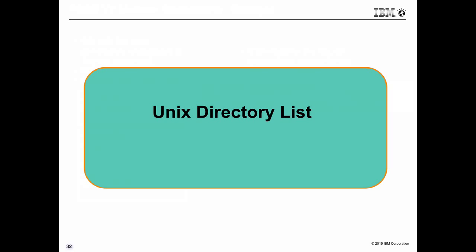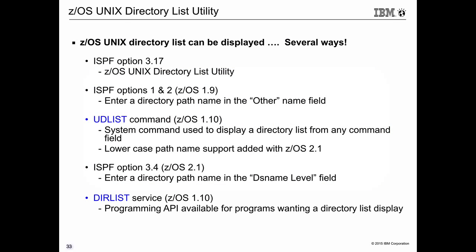Okay, let's move on then to the next section, which is Unix directory list. If you see on this chart, there are a lot of places today that you can put Unix path names in. There's a lot of function in ISPF related to Unix file processing, and we'll talk about that as we go through this section. Most of the bullets on this chart, with the exception of 1 or 2, I'm going to elaborate on in the coming charts, so we'll go through this one quickly.